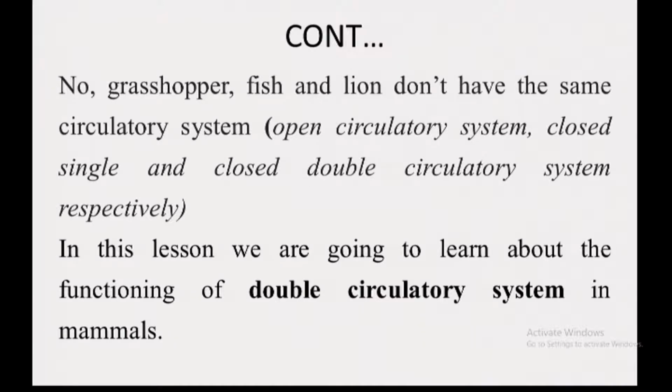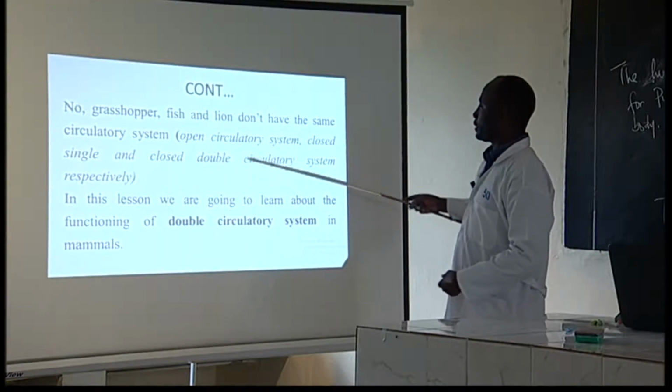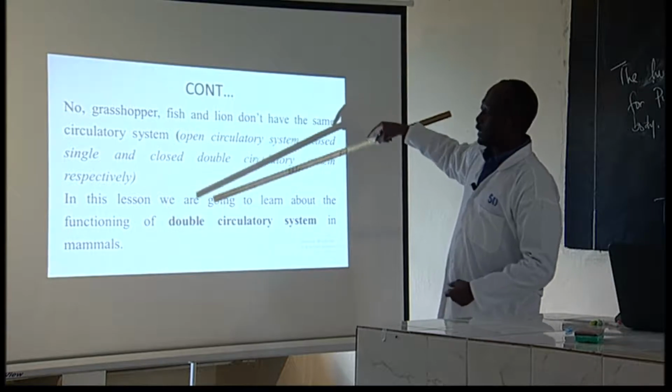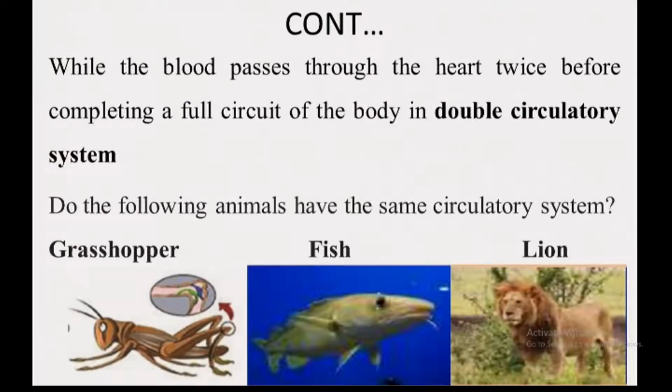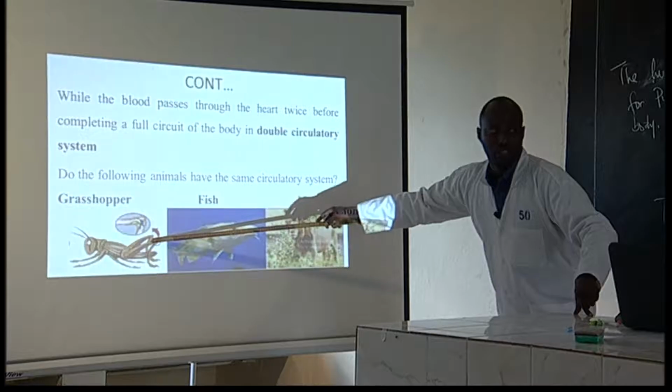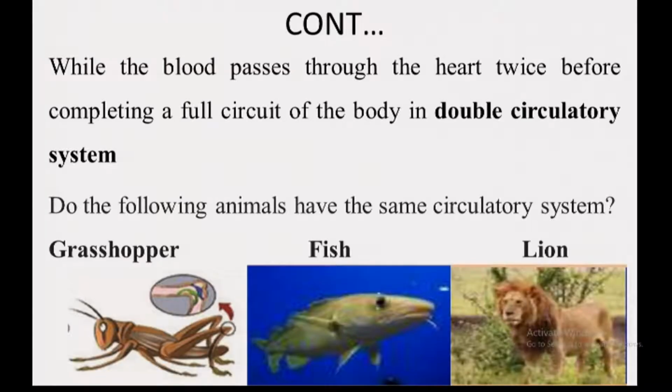We have a closed circulatory system. Some animals have a single circulatory system, and others have a double circulatory system. So if you try to identify these animals, and go back and look at them, this one has an open circulatory system. The fish is an example that has a single circulatory system, where the blood moves once for a complete circuit. The lion has a double circulation.